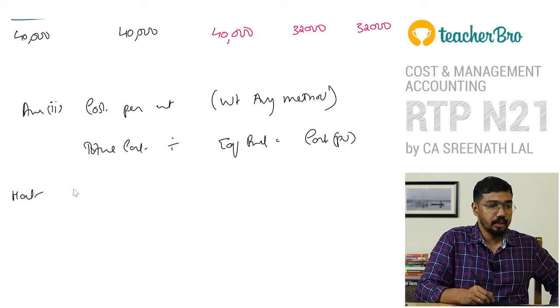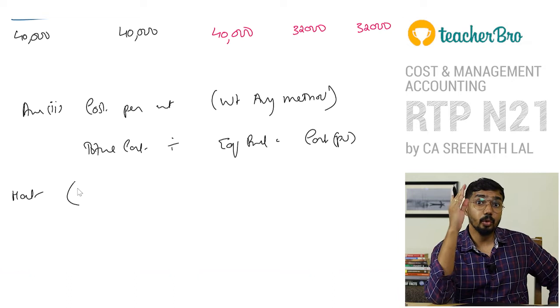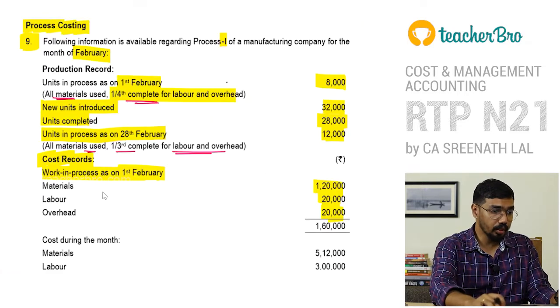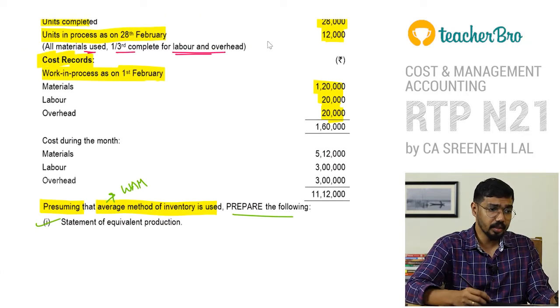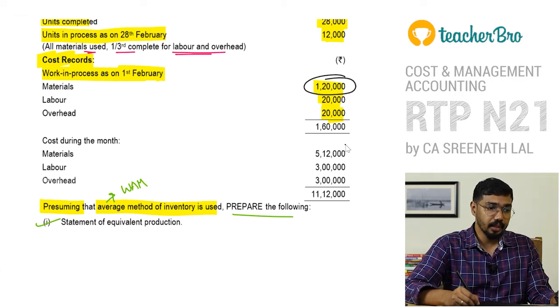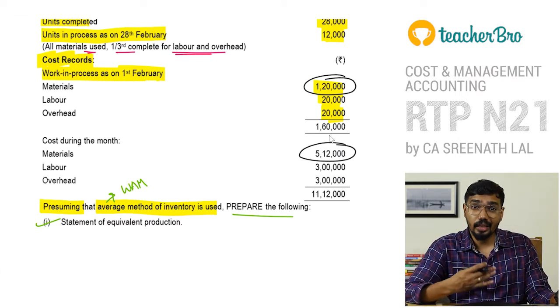In case of material, what is the total cost? See, I am going to compute average cost, right? Average cost. So in average cost method, my total material cost means material cost incurred for opening WAP plus material cost incurred during the current period.